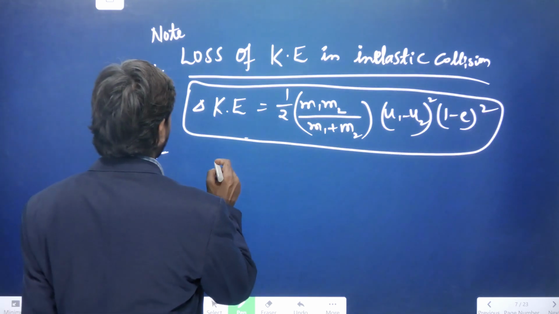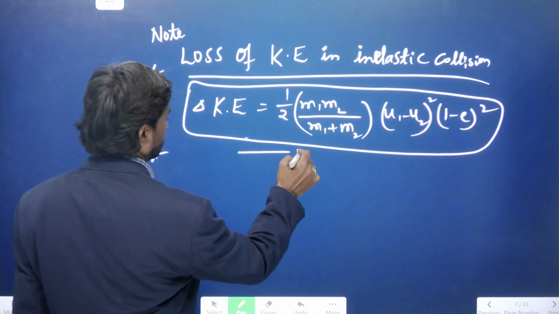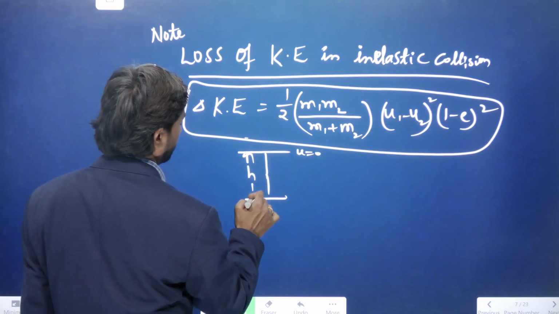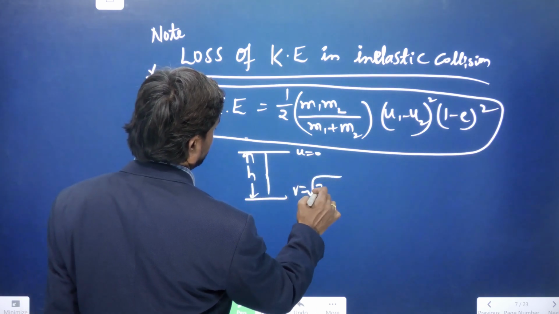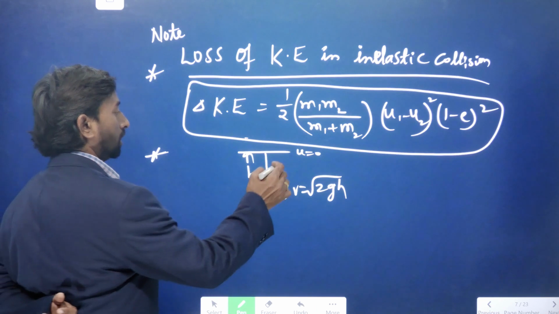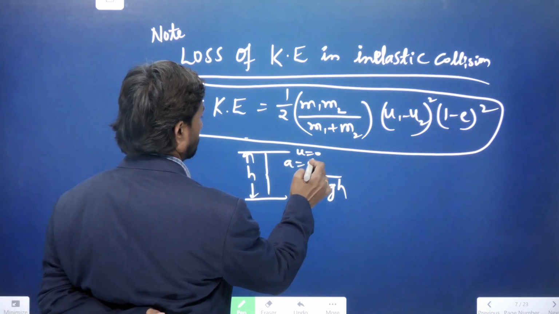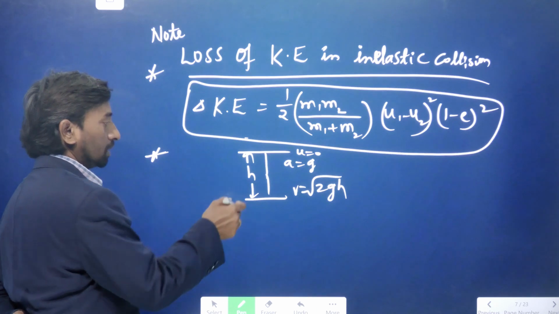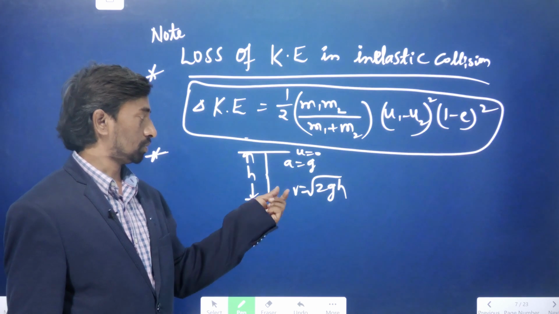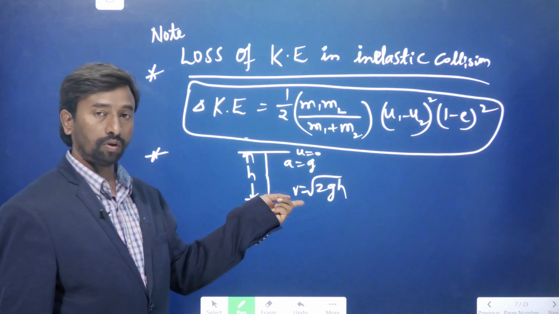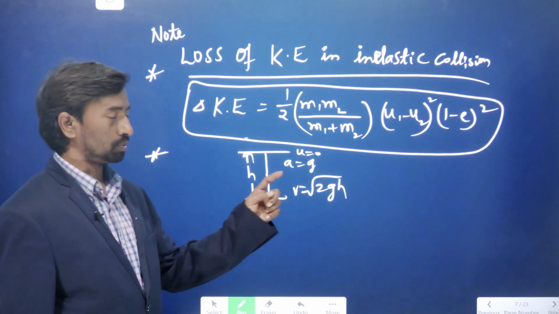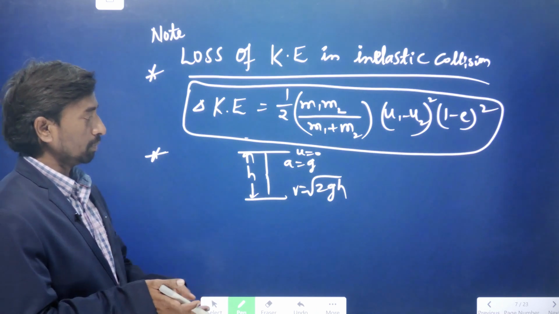Suppose a body falls from a certain height and reaches the ground. What is the equation? 2gh. In kinematics, whenever the body is falling downwards, u will be 0, a is nothing but g, and the distance it is traveling is h. So from v square minus u square is equal to 2as, we get this value. It is falling on the ground, so with this velocity we can write the square root of 2gh.